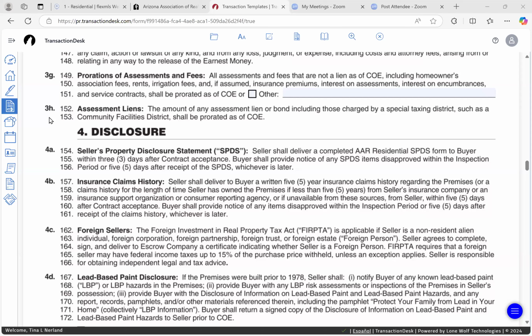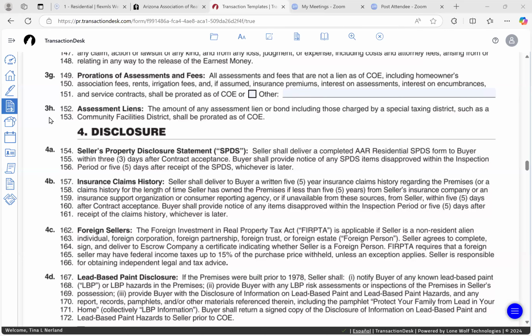Foreign sellers, otherwise known as FIRPTA, the Foreign Investment in Real Property Tax Act. If applicable, if seller is a non-resident alien individual, foreign corporation, foreign partnership, foreign trust, or foreign estate, otherwise a foreign person, seller agrees to complete, sign, and deliver to escrow company a certificate indicating whether seller is a foreign person. FIRPTA requires that a foreign seller may have federal income taxes up to 15% of the purchase price withheld, unless an exception applies. Seller is responsible for obtaining independent legal and tax advice.